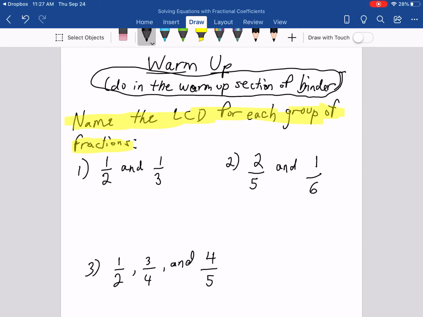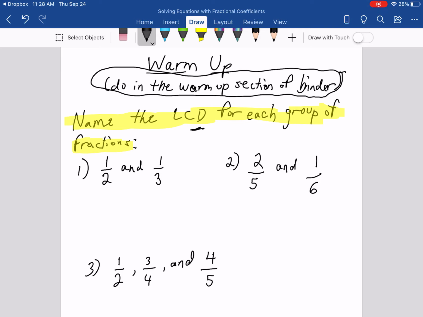Okay, so directions say name the LCD for each group of fractions. Okay, so LCD, least common denominator, right? All we care about is the denominator, what the D stands for in LCD. We don't care about the numerators, right? What we want to look at is the common multiples. We want the lowest common multiple of the denominators.